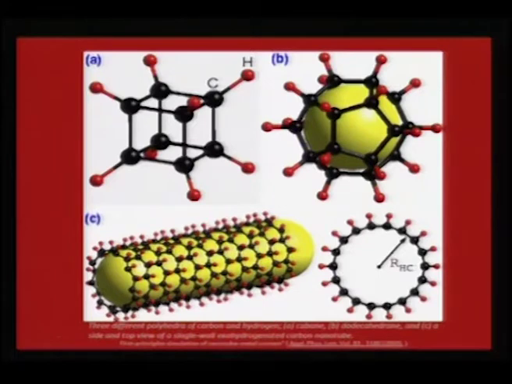Now, this is a cartoon which is actually a simulation, but this shows the different polyhedra that carbon can generate, and in this case you can see 3 different polyhedra of carbon and hydrogen. One is a cubane type, another one is dodecahedron, and the other one is the carbon nanotube. This is an exohydrogenated carbon nanotube. So, this is out of a simulation that we have developed just to show that there are 3 different polyhedra that carbon can exhibit.